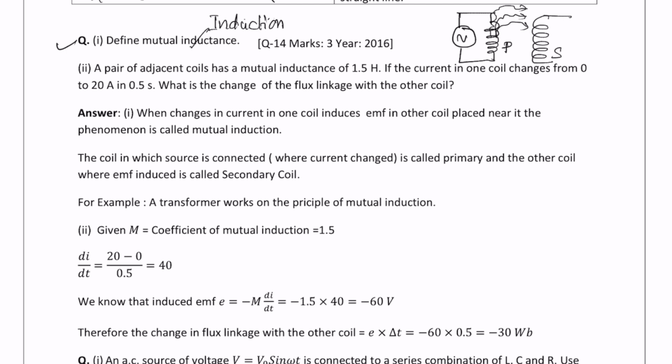This is the primary, where the source is connected. This is the secondary, where we need the output, that is, the load is connected. When varying magnetic lines of force cut the plane of the second coil, an EMF is induced. Voltage is developed across the terminals of the secondary. This phenomenon is called mutual induction. So mutual induction means that because of the primary flux, the secondary experiences an EMF and a current flows in the secondary circuit.